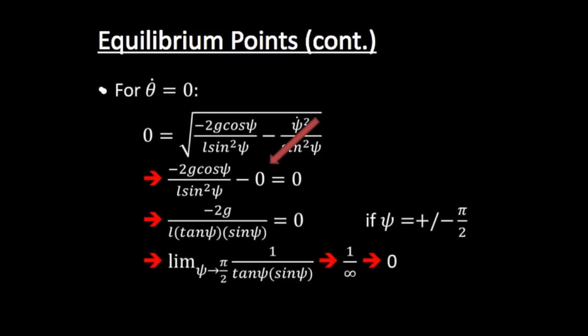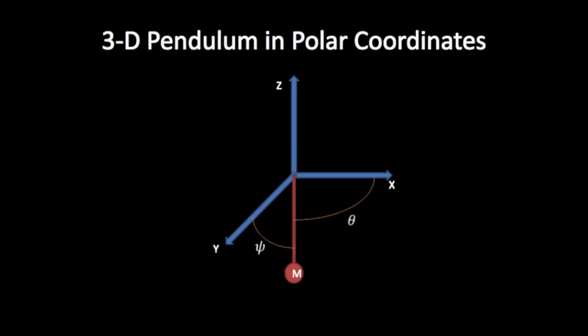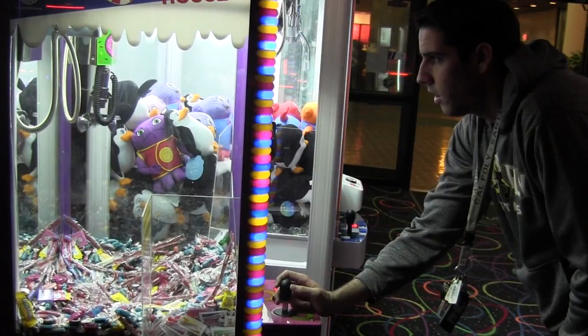Likewise, for theta dot equals 0, this equation simplifies down to 1 divided by tan psi times sine psi. When we take the limit, pi over 2 satisfies this equation. Therefore, psi must equal plus or minus pi over 2 at equilibrium. Unlike typical equilibrium points, we don't present the solution as a vector because, at phi equals pi over 2, theta does not exist in our polar coordinate system. The claw being stable at the bottom is represented entirely by the phi equals negative pi over 2 value.